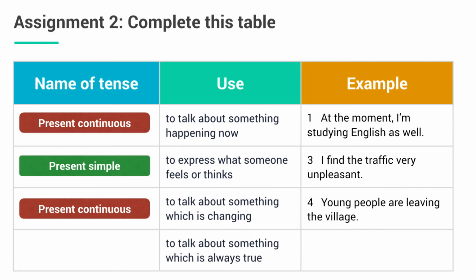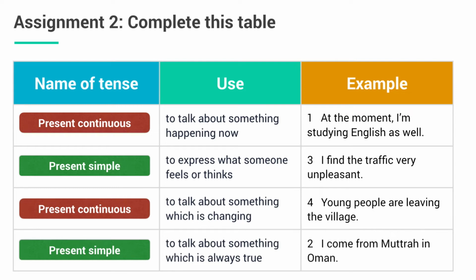Finally, the last use, to talk about something which is always true. This is present simple for sure. Extract number 2, I come from Mutra in Oman, should be the correct example in this case because it tells the truth. Do you think this assignment is easy or difficult? I hope I did explain things clearly to you. If you're still confused, please have a look at Unit 5 again for more explanation in terms of the simple present and present continuous uses.